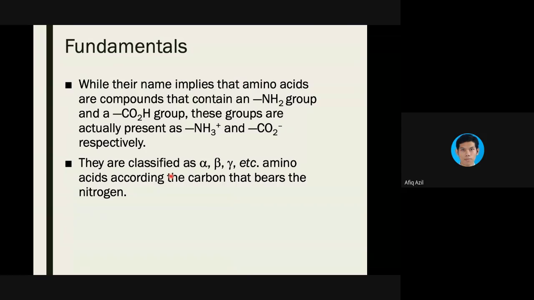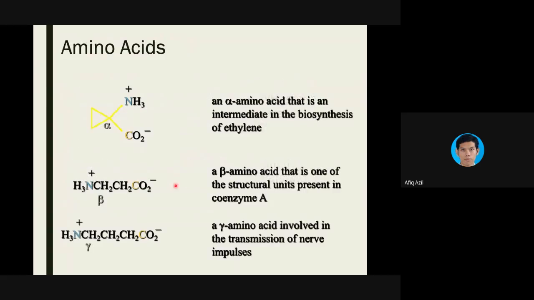So they are classified as either alpha, beta, or gamma. Okay, the amino acid can be classified as either alpha, beta, or gamma, according to the carbon that bears the nitrogen. For example, over here, for alpha amino acid. So an alpha amino acid is an intermediate in the biosynthesis of ethylene, or ethene. So a beta amino acid is one of the structural units present in coenzyme A.